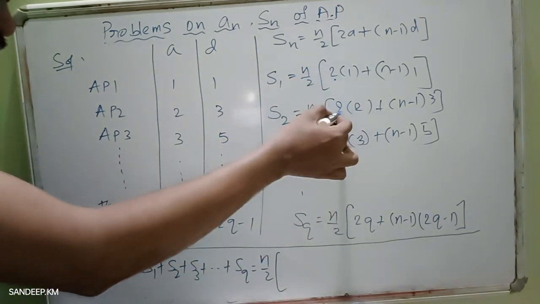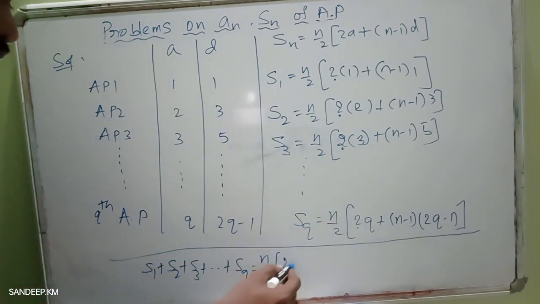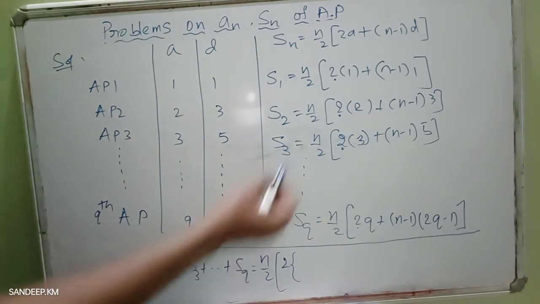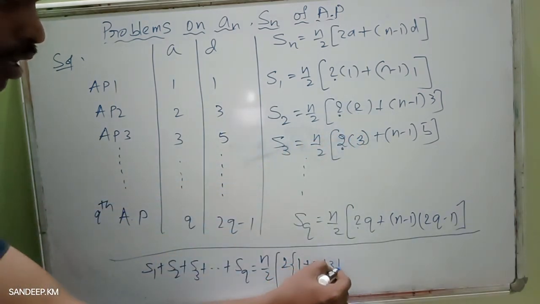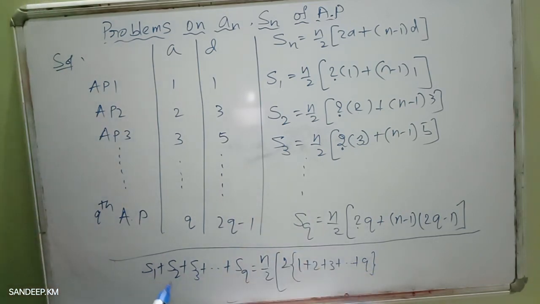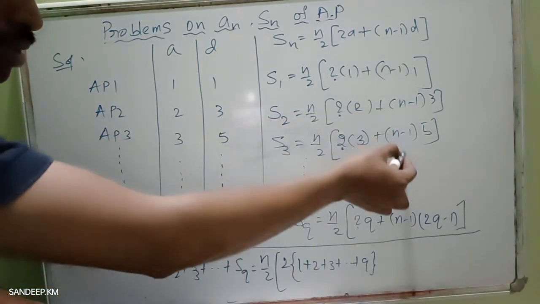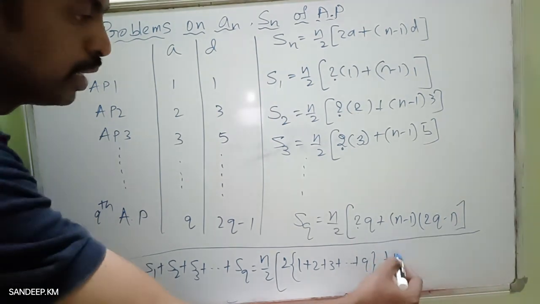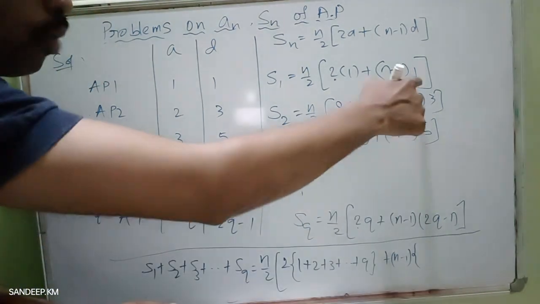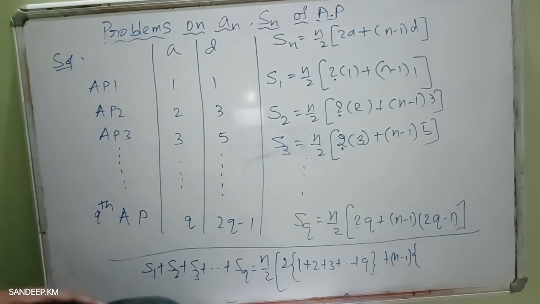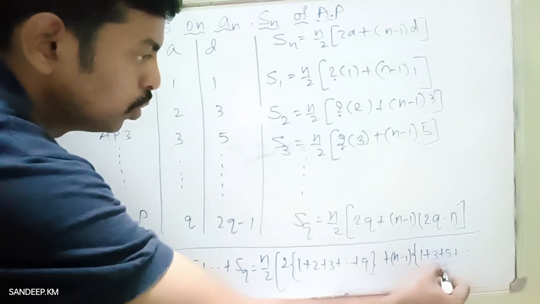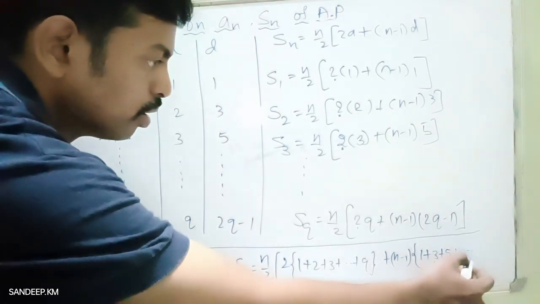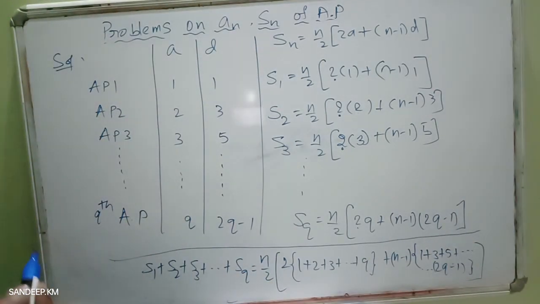Again inside, if you see, in the first term everywhere we have 2. I'll take 2 common. When I take 2 common, what happens? 1 plus 2 plus 3 and so on up to q. Similarly, in the second term everywhere we have n minus 1 common, plus n minus 1 into 1 plus 3 plus 5 and so on to q minus 1. Close the brackets. If you simplify, you will get the final answer.